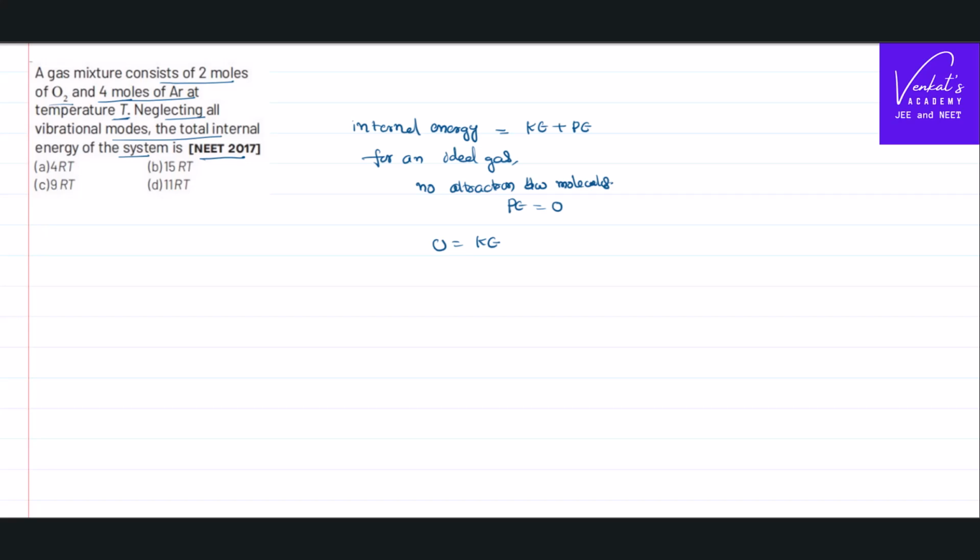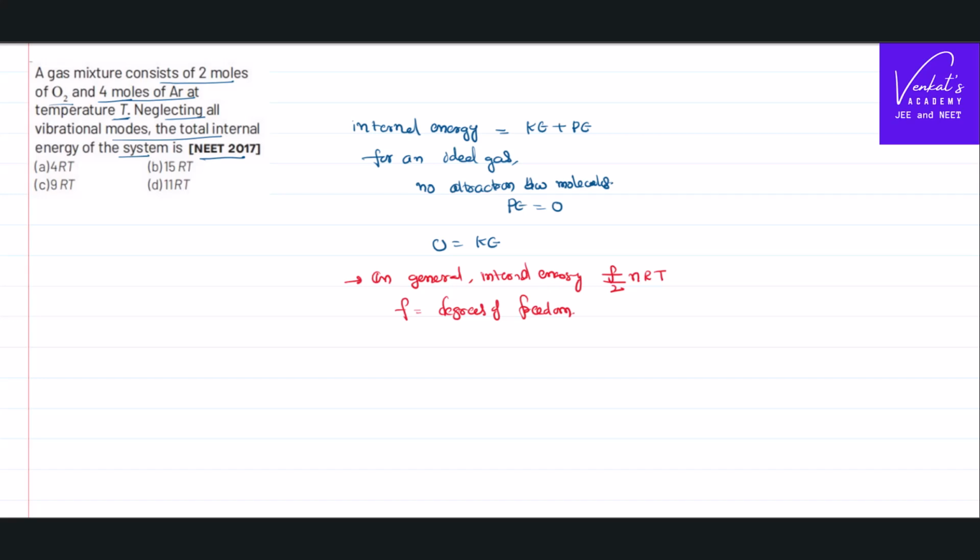So we can write in general, internal energy can be written as F by 2 nRT, where n is the number of moles and F is the degrees of freedom. What are the ways that it could move?